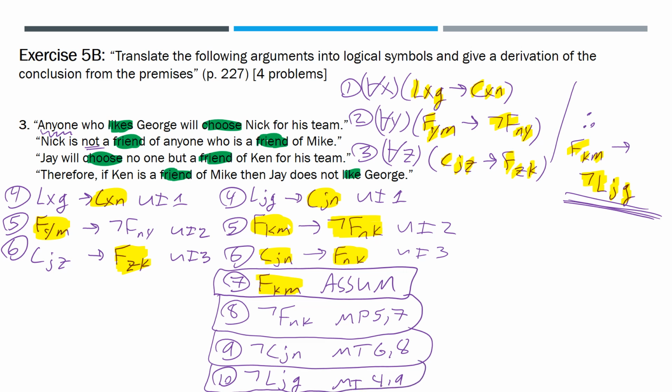And now, based on our assumption from line 7, on line 10, we got not LJG. So for line 11, we can say, therefore, if FKM, then not LJG. So therefore, if Ken is a friend of Mike, then Jay does not like George.